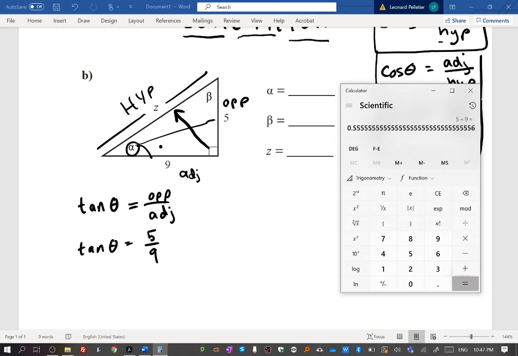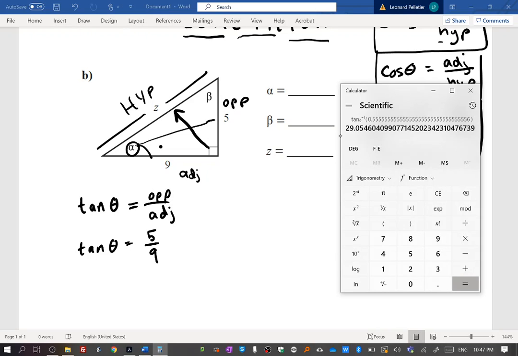And then I can take the inverse tan of that to look up what angle has that ratio? So I'll go to second function, tangent. And so I get 29.505. I think I'm supposed to do it to the nearest single decimal place. So I can put that in there. So that's basically going to be my angle.